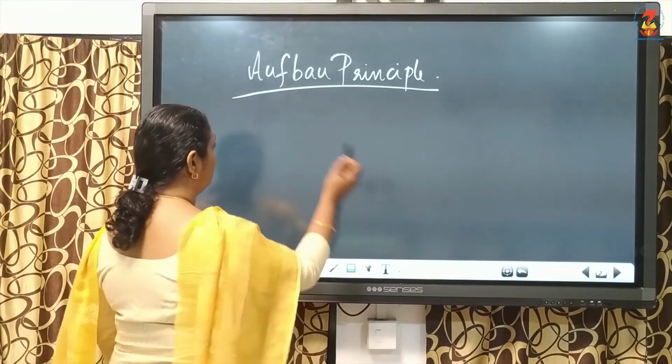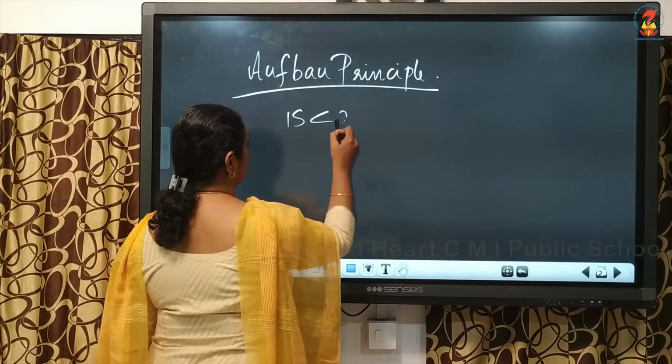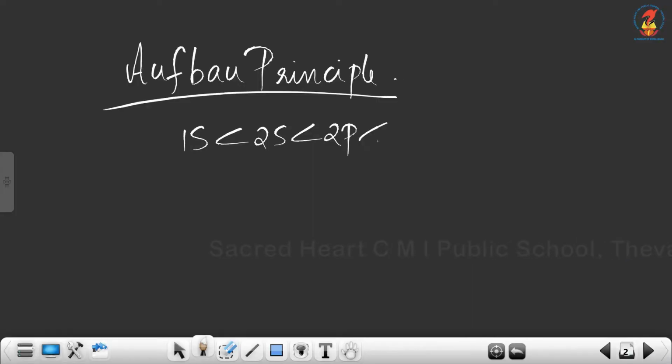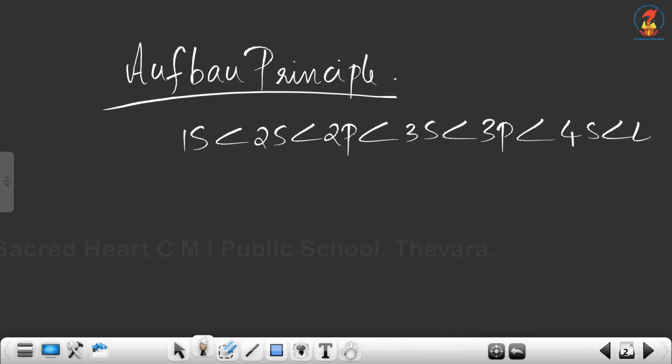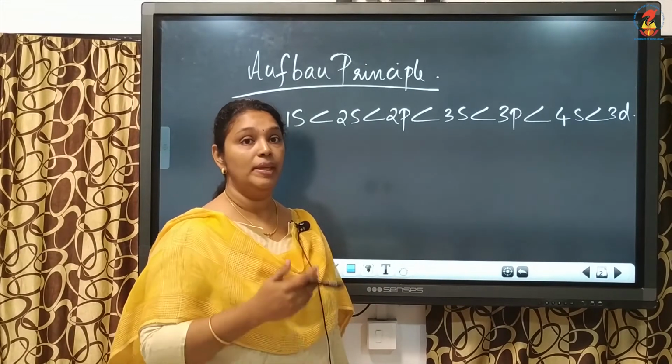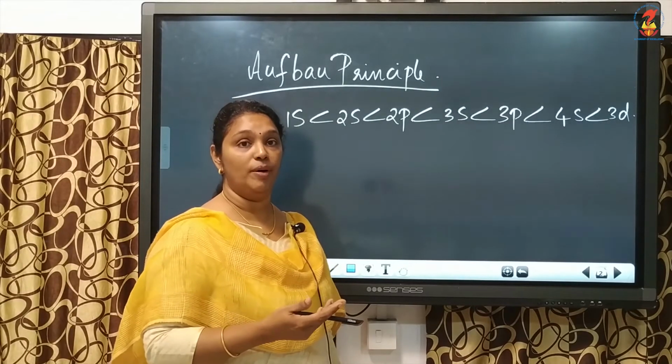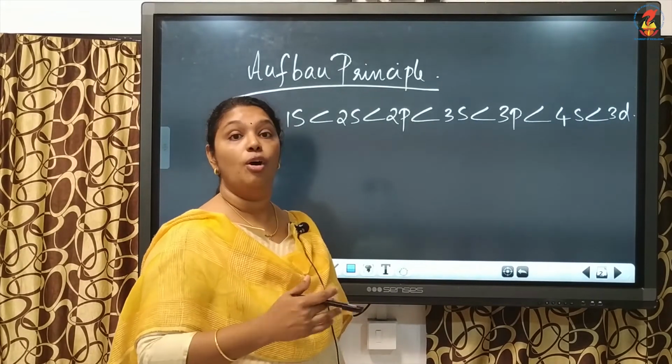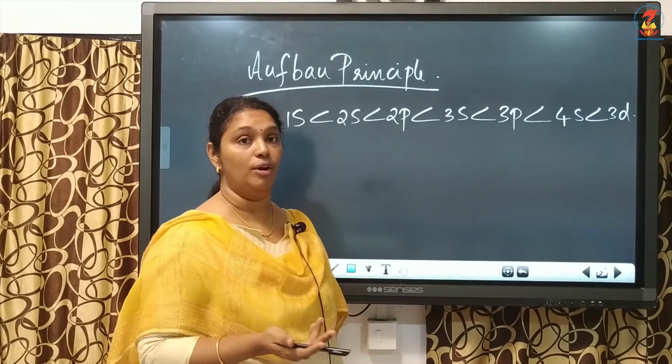The order in a multi-electron atom is 1s < 2s < 2p < 3s < 3p < 4s < 3d. Till 3d you have to learn by heart. Now there is another method, with the help of the Aufbau principle, to find the order of increasing energies of orbitals.